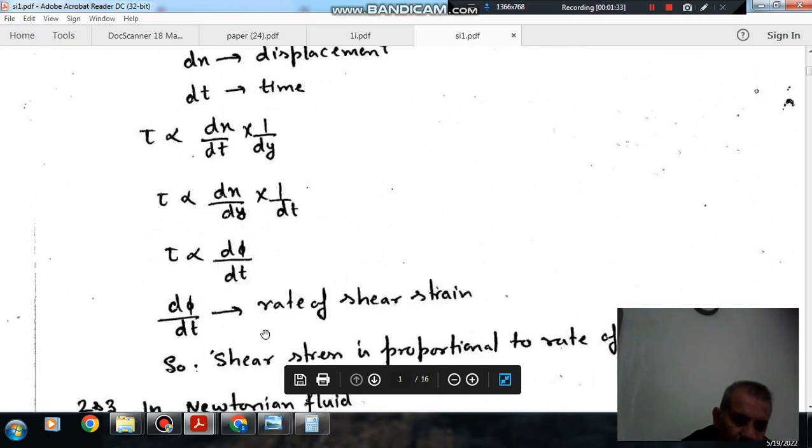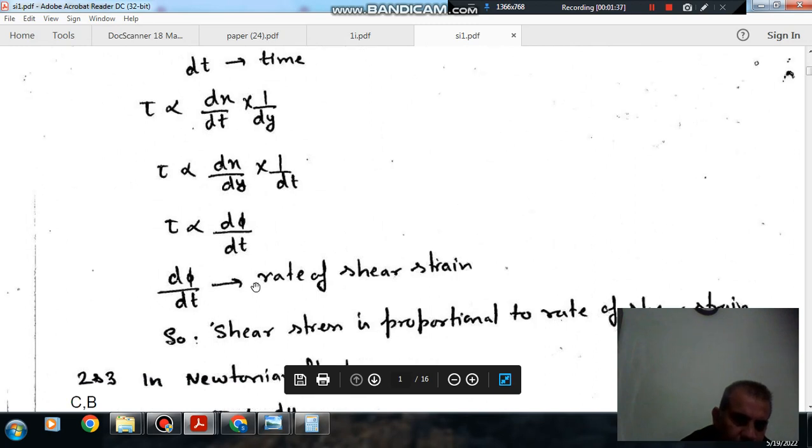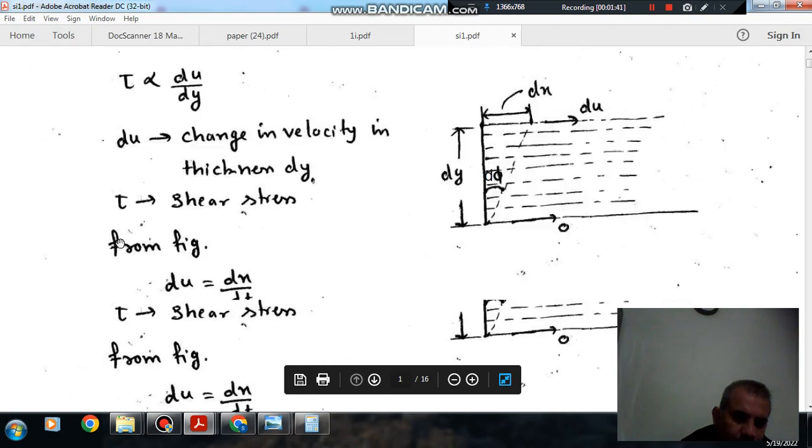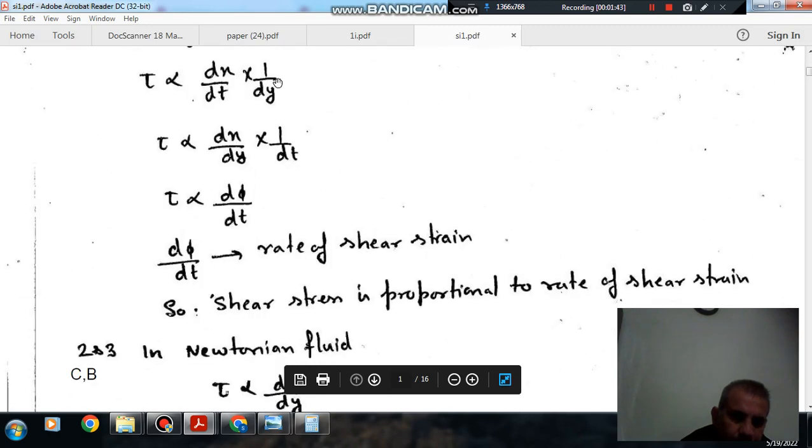So this is your rate of shear strain. So shear stress is proportional to rate of shear strain. So the answer is option C.